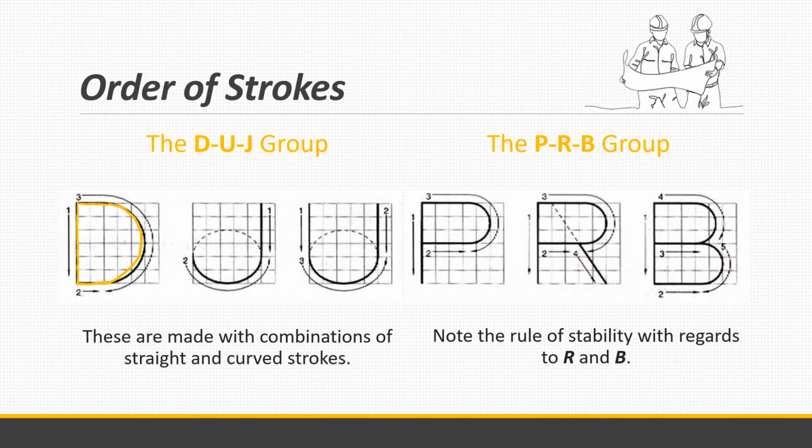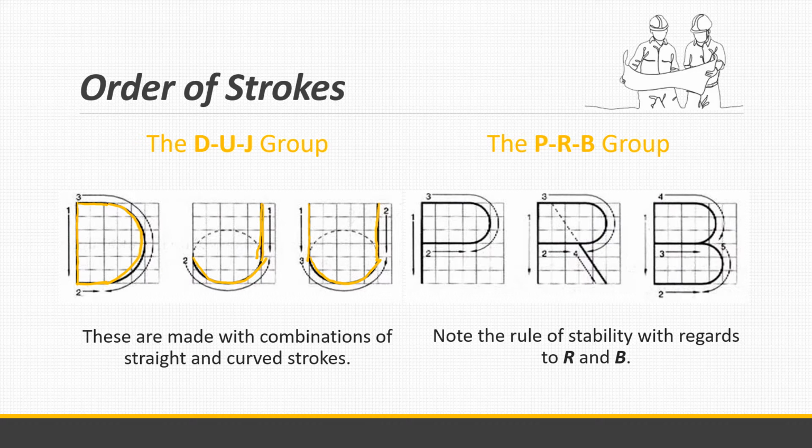For the J, the width is only up to 5 units. Here is the first, then this is the second. That is the letter J. The U is like the J, but with an additional stroke on the other side. So 1, 2, and then 3. That is the letter U.